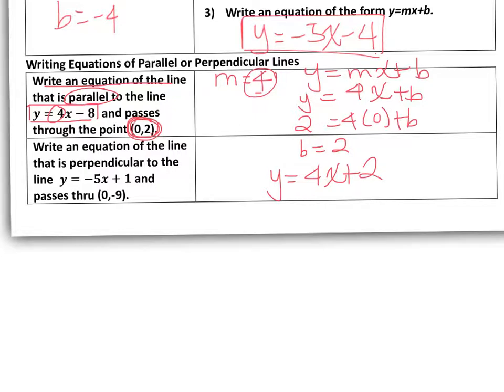And have you noticed that this is actually the y-intercept because it lies on the y-axis when x is 0. You didn't have to do all this work, but I did it just to prove it to you that you can just simply use 4 and 2 to write the equation of the line that is parallel to this given line.